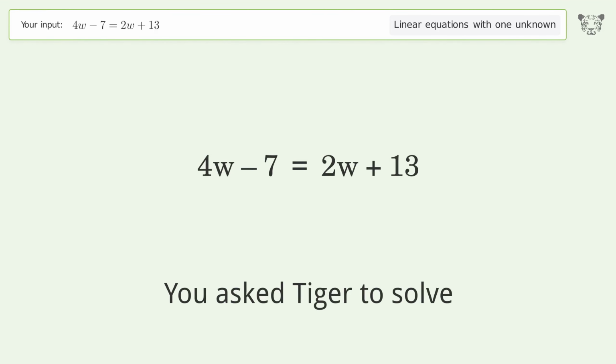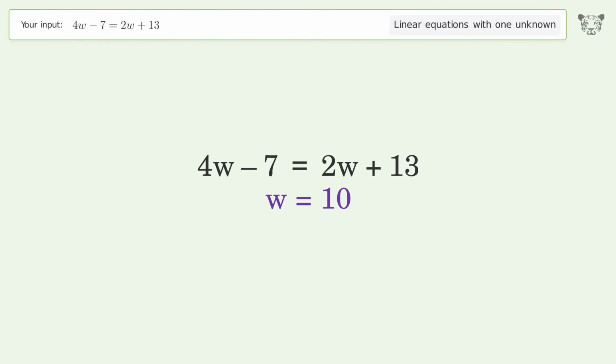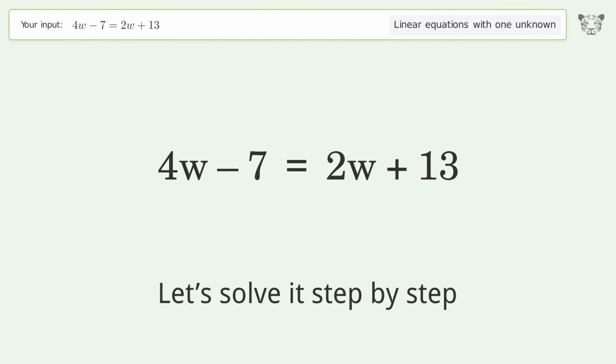You ask Tiger to solve. This deals with linear equations with one unknown. The final result is w equals 10. Let's solve it step by step.